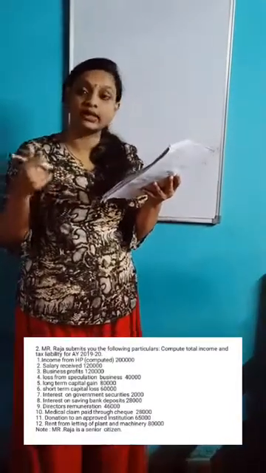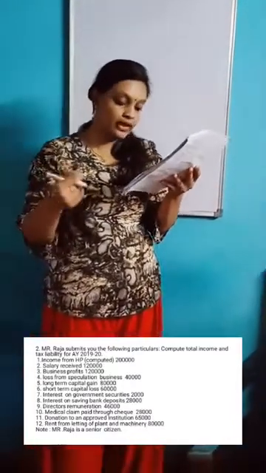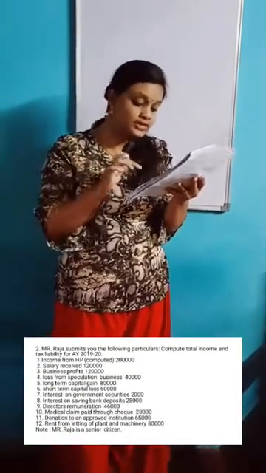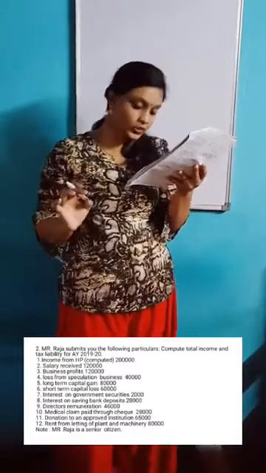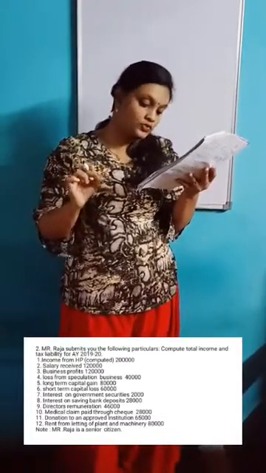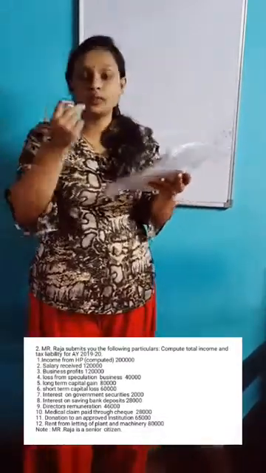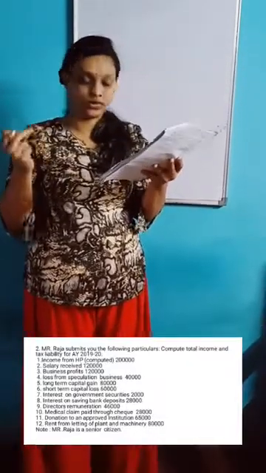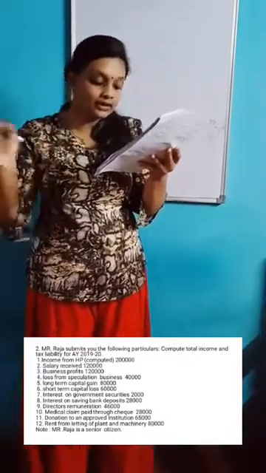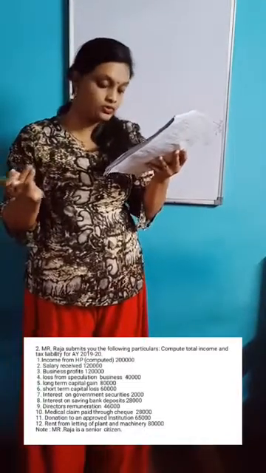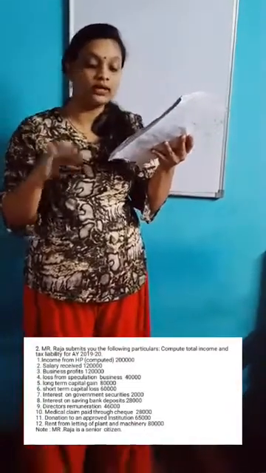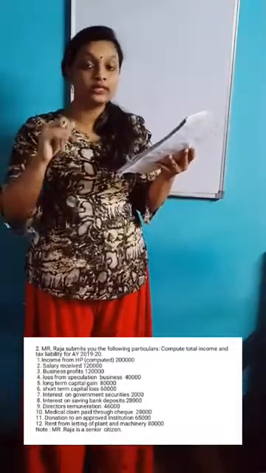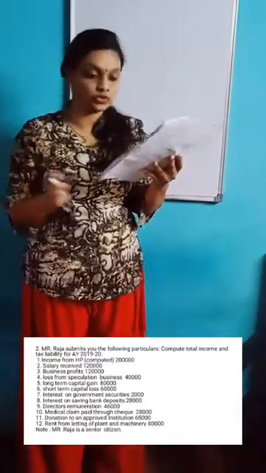Long term capital gain 80,000. Short term capital losses, that is 60,000. Next, interest on government securities, that is 20,000. So you should do the income from other source. Next, interest on saving bank deposit is 28,000. Director remuneration 46,000. Medical claims they have given, that is 28,000 and 25,000. In this, whichever is less, that value you should take.